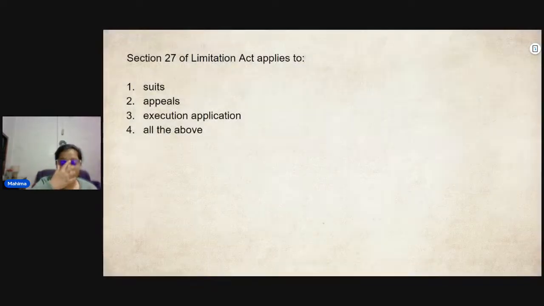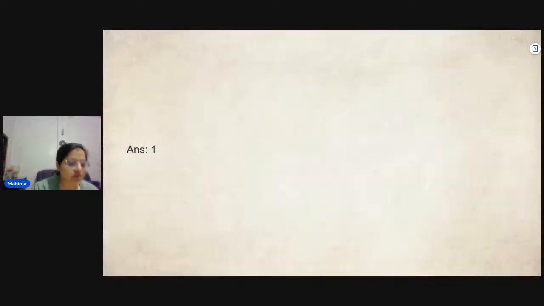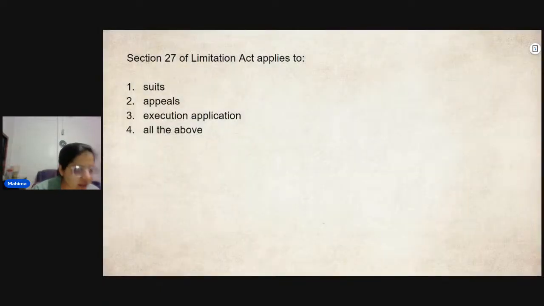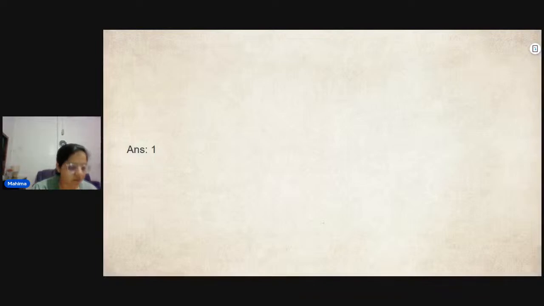Section 27 of the Limitation Act applies to suits, appeals, execution application, all of the above. A direct question again. Yes, the correct answer is option number one. As I told you, Section 27 of the Limitation Act only applies to suit.